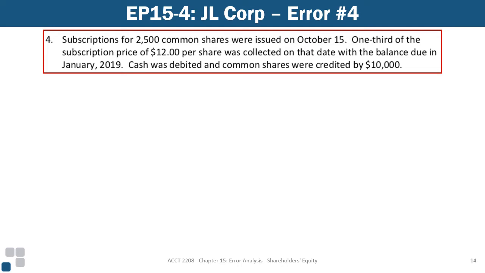All right, and now for the last error for JL Corp. Subscriptions for 2,500 common shares were issued on October 15th. This would be in the current year, by the way. And 1/3 of the subscription price of $12 was collected with the balance due in January. All right, so what they did is they debited cash and credited common shares for $10,000. Well, here's the problem.